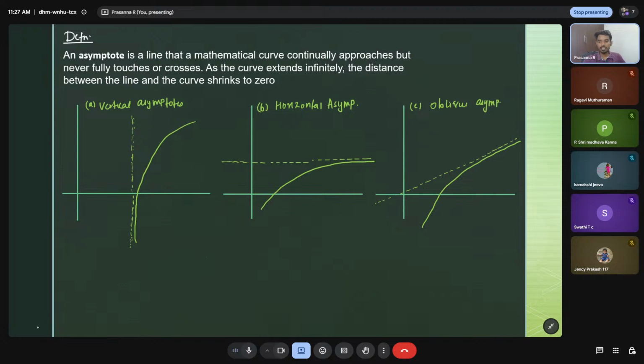So you can see that asymptotes are classified into three types. One is horizontal asymptote, other is vertical asymptote, and then oblique asymptote. Now, how to find all these asymptotes, right? How to find vertical asymptote, how to find horizontal asymptote, how to find oblique asymptote?